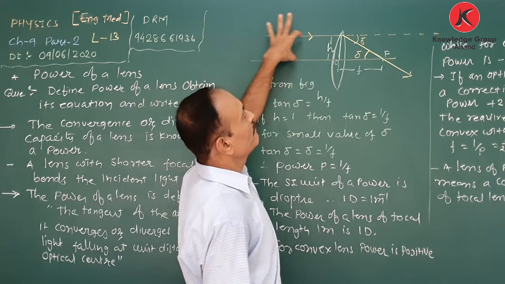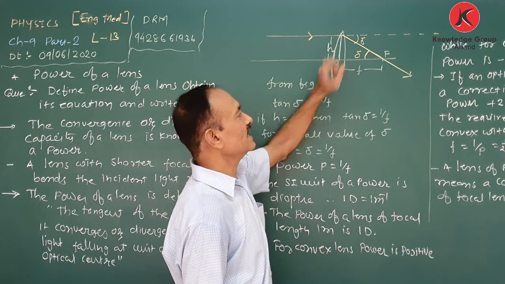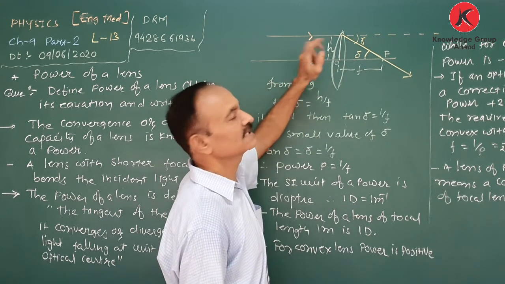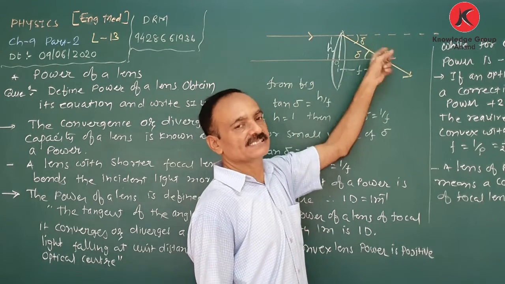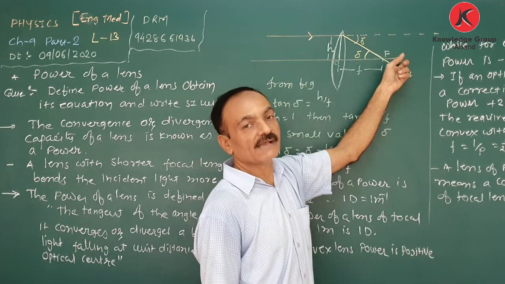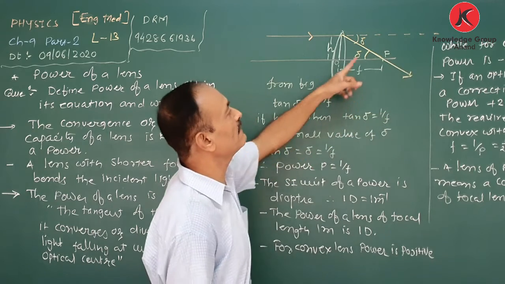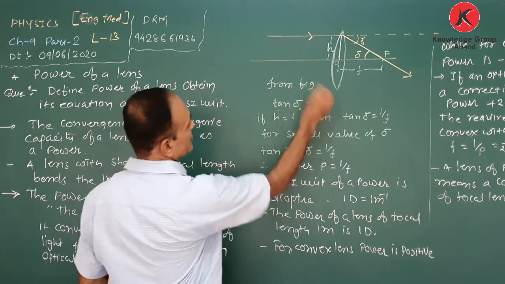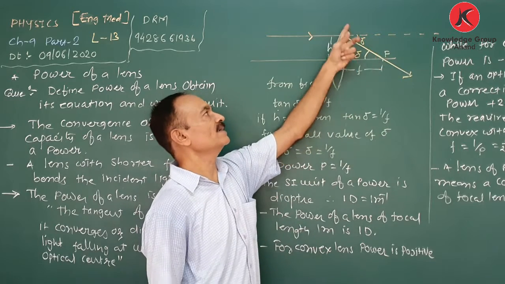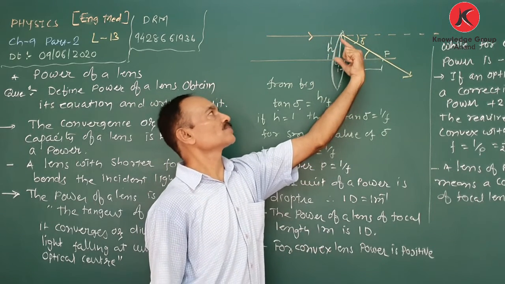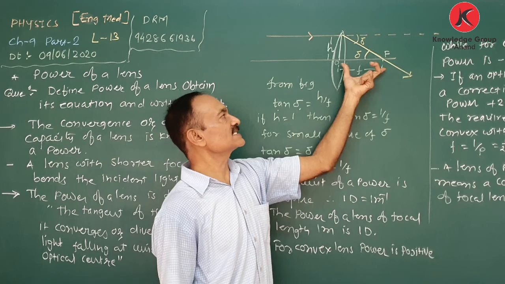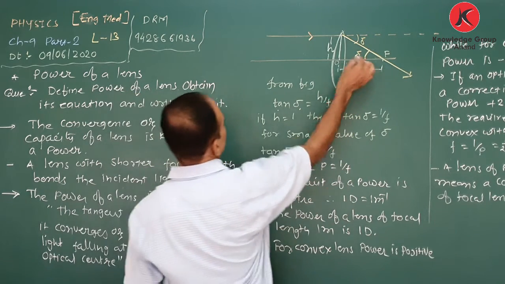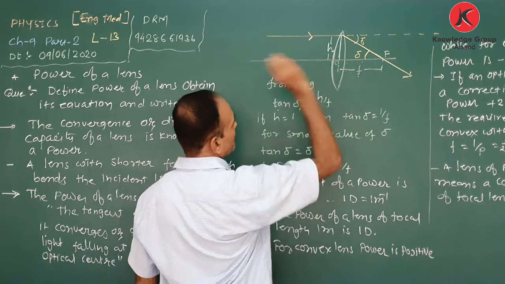Here the beam of light is incident at unit distance from the optical center. After the incidence, the tangent of the angle at which it converges or diverges gives the power. Therefore, the power P is equal to tan delta. From the figure, tan delta is equal to h upon f. In this triangle, this distance is h and this distance is the focal length of the convex lens.